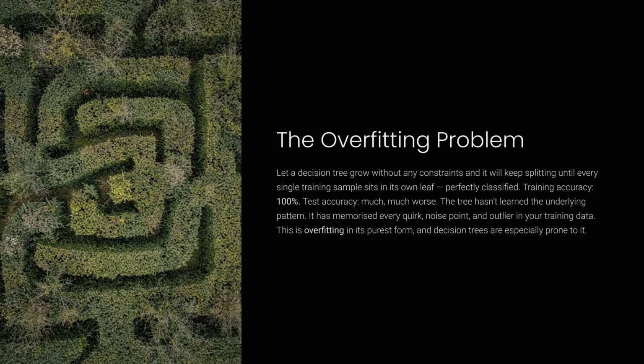Unconstrained decision trees will overfit. They keep splitting until every training sample is perfectly classified, achieving 100% training accuracy. However, they memorize noise and fail on new data, resulting in poor test accuracy. This is overfitting in its purest form.